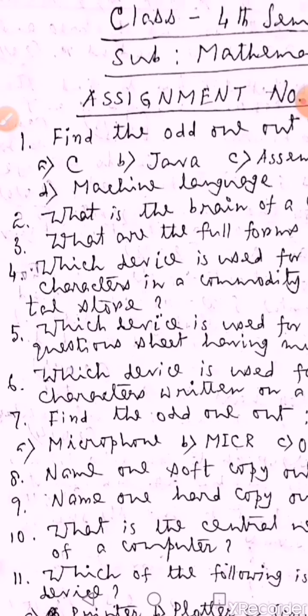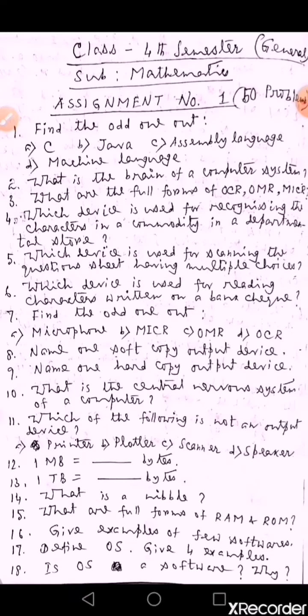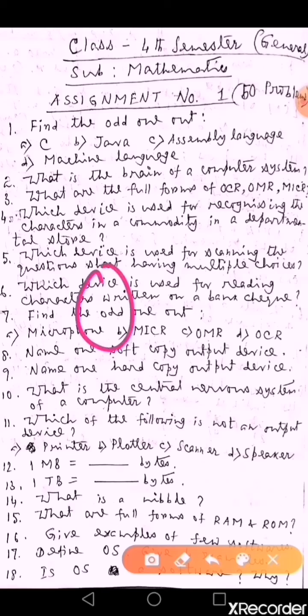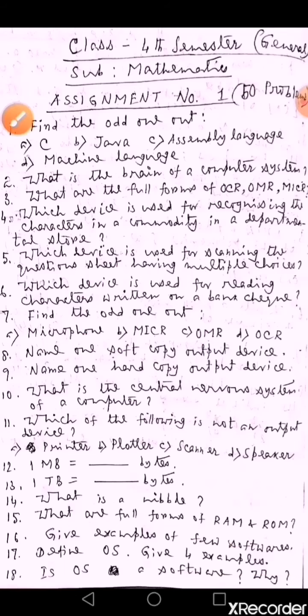Option 1 C, next Java, assembly language and machine language. So there are four options: C, Java, assembly language and machine language. The answer is machine language, as it is the only language comprised of zeros and ones. Computer can understand only machine language. Next question.